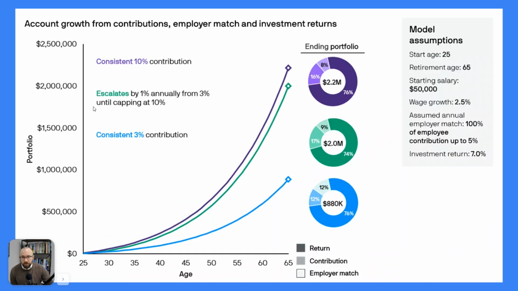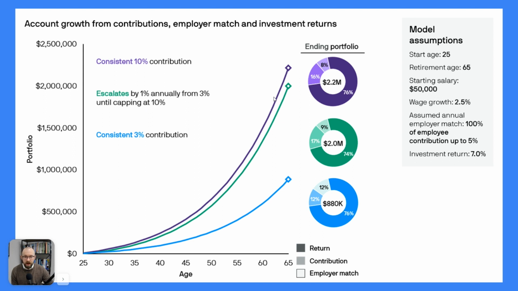The next is you don't have to do it all at once. A lot of people are like, well, I can't just jump in and put 10% away. You can do gradual increases. So this is someone that started at 25 and did 10%, or someone that starts at 25 and does 3% to start with, but then increases it every year by 1% until you get to 10%. And there's not that much of a difference. It's 2 million to 2.2 million.